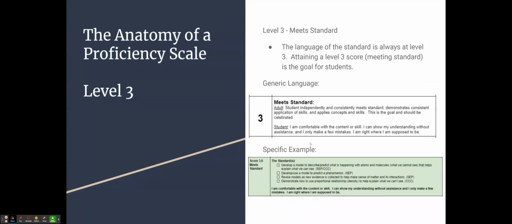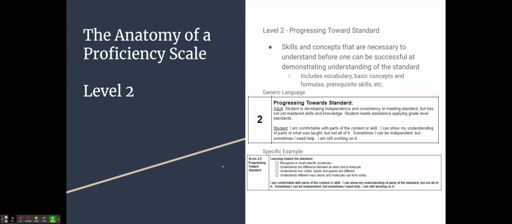Here is a specific example from a science proficiency scale. You can see that the level 3, the standard, has been broken into its individual components. And now a student can use this to track their progress in attaining these standards. And we'll talk more about that in a little bit. But this is the goal. This is where we're shooting for with this specific standard. In order to get to that standard, we have to learn some basic information.